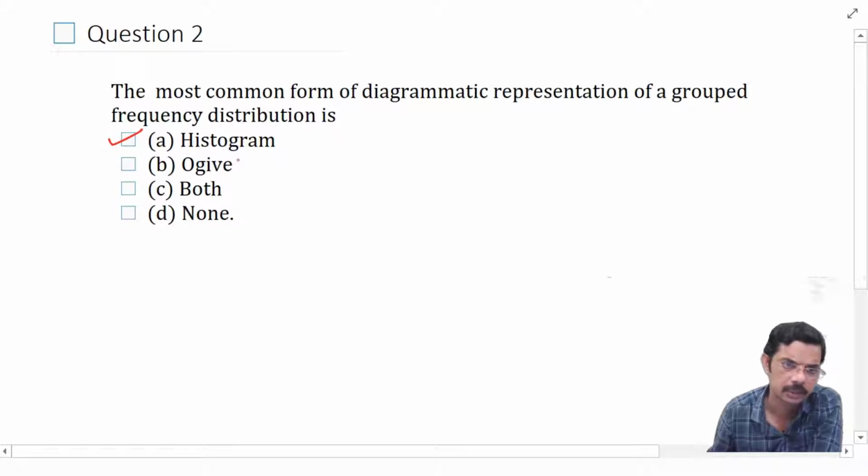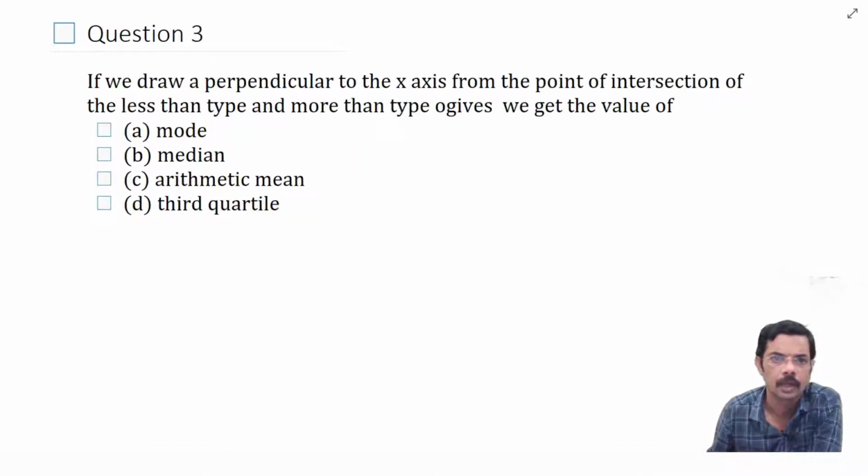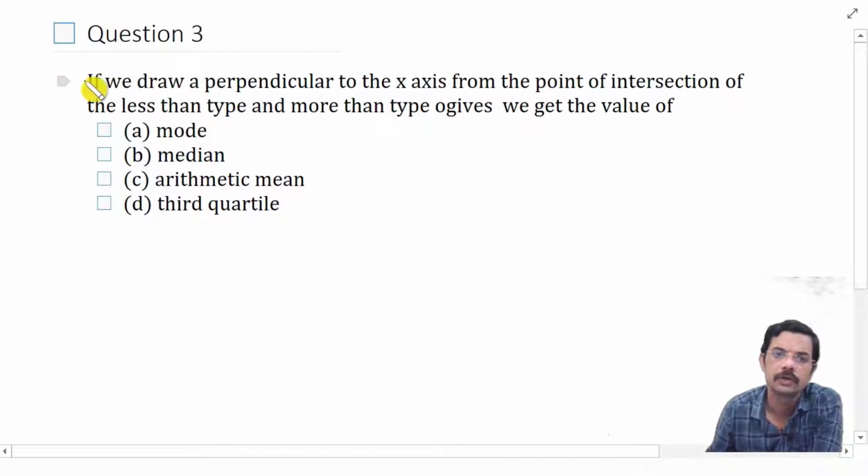Okay, next let us move on to question 3. Now in this question, if we draw a perpendicular to the x-axis from the point of intersection of the less than type and the more than type ogives, what do we get? We get the value of the mode, the median, the arithmetic mean, or the third quartile. Which one? Let us see. It is ogives, right?